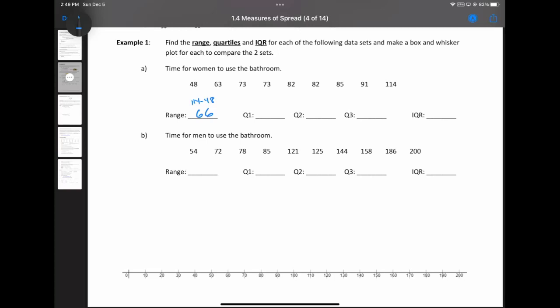Now, I will also point out that this is a pretty small data set. The real data set was actually much larger, but for our purposes, I didn't want us to be spending 20 minutes counting numbers and so on.